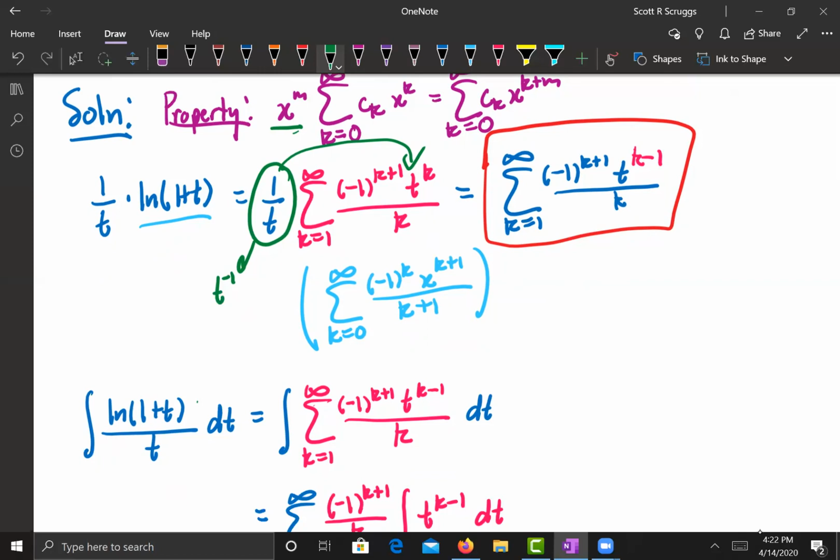All right. Any other questions about this problem or about this example?